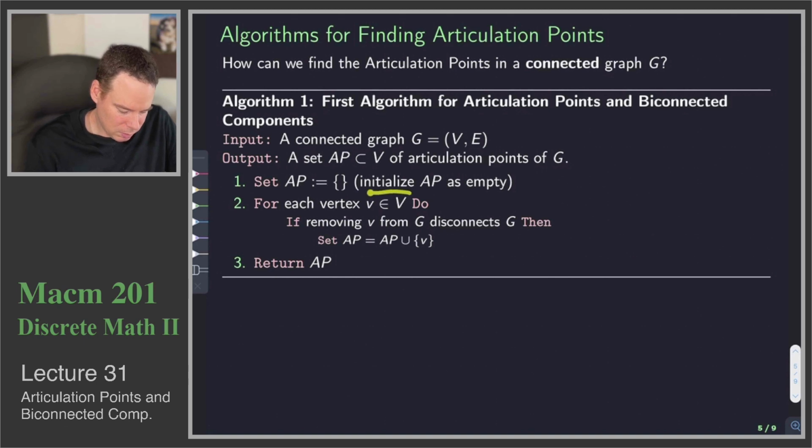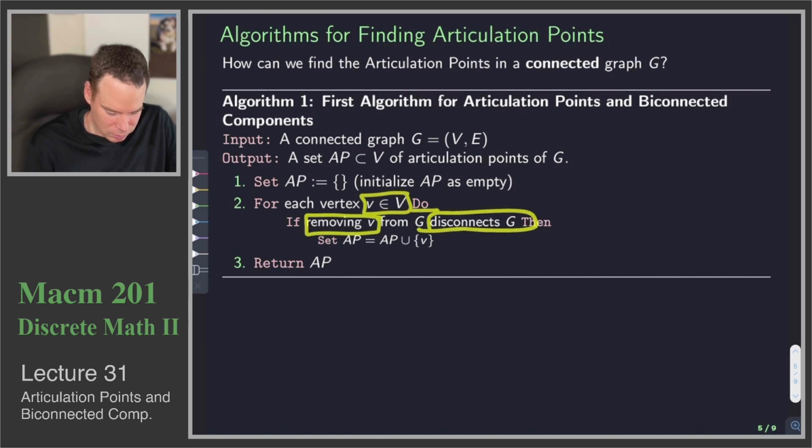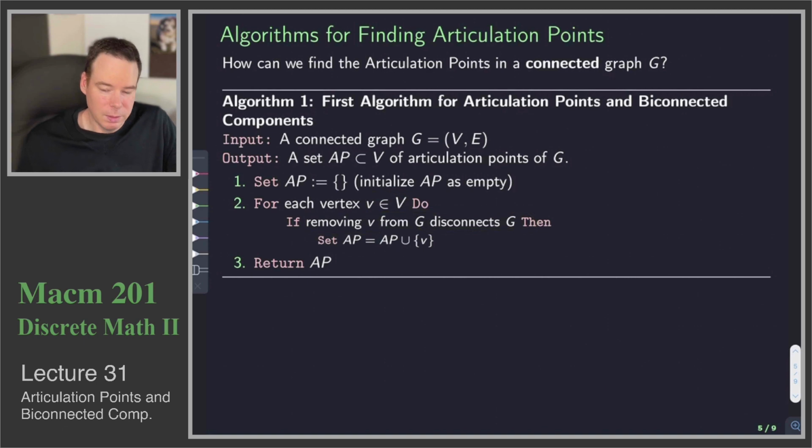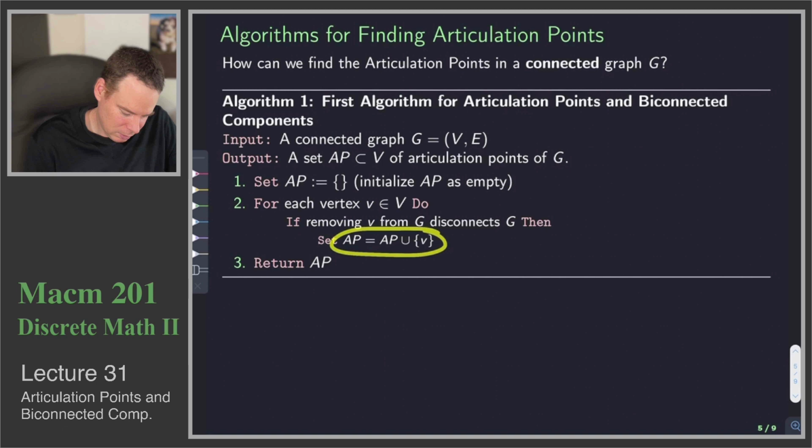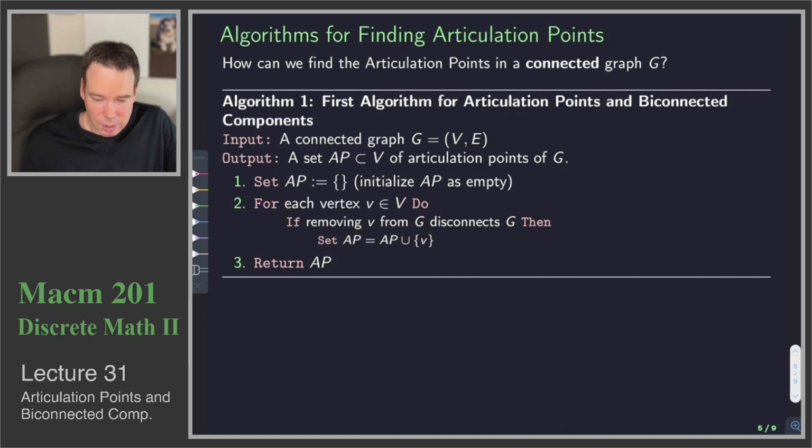Well, for each vertex, do the following. Remove it and check to see if it disconnects G. If it does, it's an articulation point. Add it to the set of articulation points. If it doesn't, then just loop around and check the next vertex. And so that's sort of our obvious one. Just go one by one. Remove it. Does it disconnect? Yes, articulation point. Nope, not an articulation point. And then keep going.